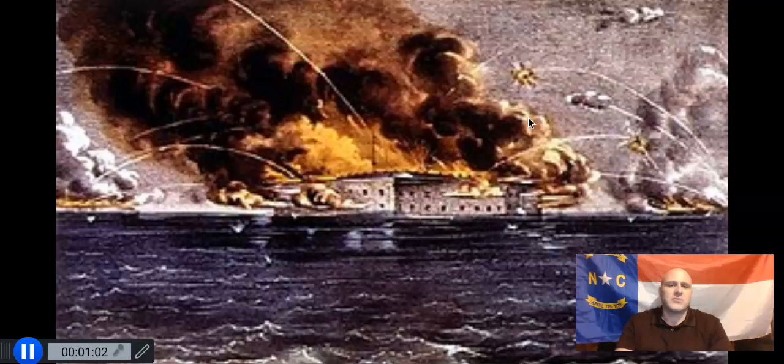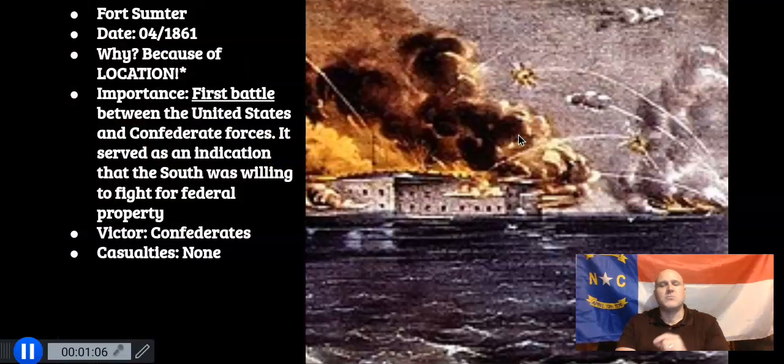So this little part of this chapter right here is going to be important battles of the Civil War. Here's the first one, the Battle of Fort Sumter in April of 1861. Why? It's because of its location. It is known as the first battle of the Civil War, and it really shows President Lincoln that the South is willing to fight for federal property.